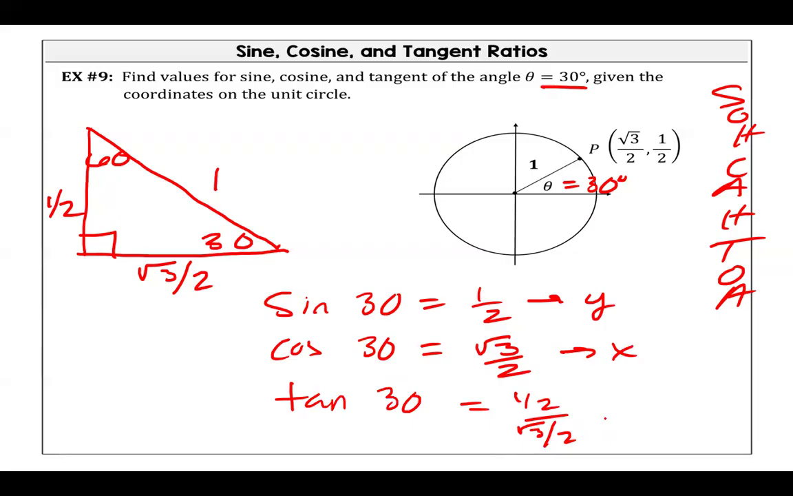Keep, change, flip. When you are dividing fractions, you are multiplying by the reciprocal. Our shortcut to remember that is we KCF. We keep, change, and flip. So we keep the numerator. I'm going to do it over here so I have more space. I have 1/2. We change from division to multiplication, and we flip our denominator. So instead of square root of 3/2, it becomes 2 over the square root of 3. You have the same value in the numerator and the denominator, so they cancel. So you're left with 1 over the square root of 3.